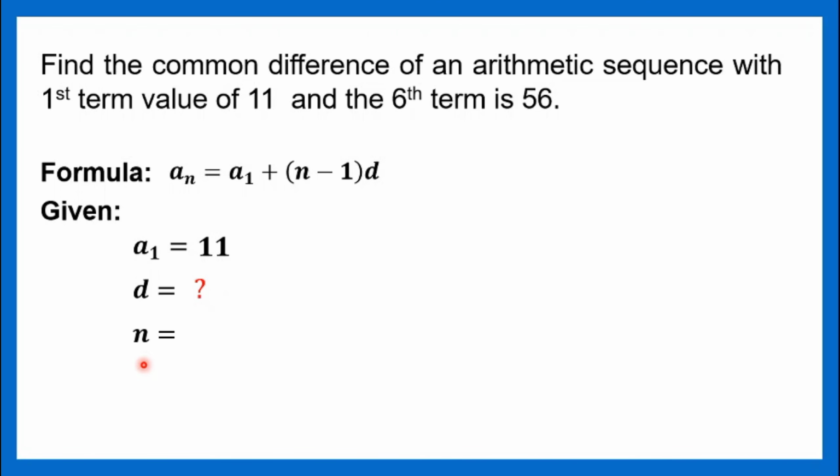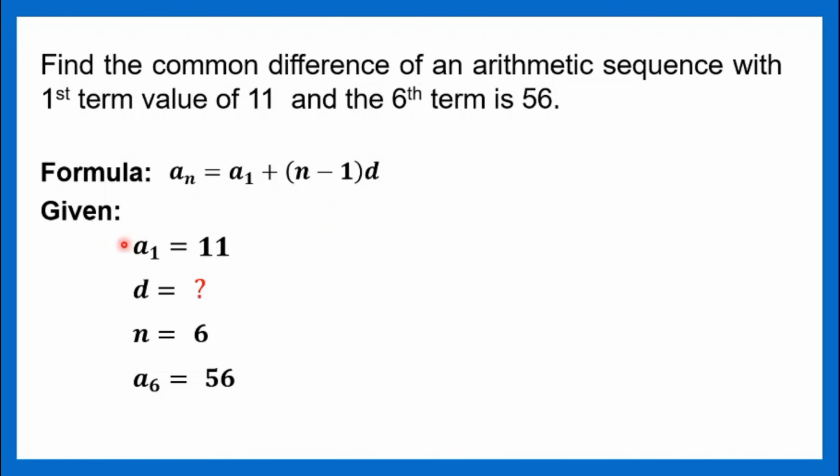Then, n is the term position. Term position ng alin? Nung last term natin. Nung 56 na to. And ang term position ay 6th. Ibig sabihin, pang-anim doon sa sequence. So, n is equal to 6. Kung n is equal to 6, therefore, ang a sub n natin ay a sub 6. Ayan. That is equal to 56. Ang 6th term is 56. So, ang a sub 6 natin ay 56.